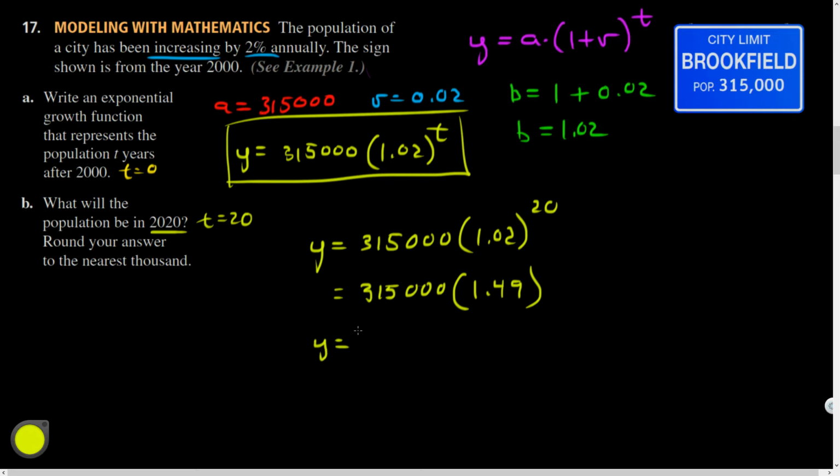Okay? So let's figure out what this is. So what is 1.49 times 315,000? And I used actually the calculator's full decimal approximation of that, so my number might be a little bit more accurate than what I wrote here. So 468,073.4. Oh, they said round to the nearest 1,000. Oh, okay. So I can just say this: 468,000 population.